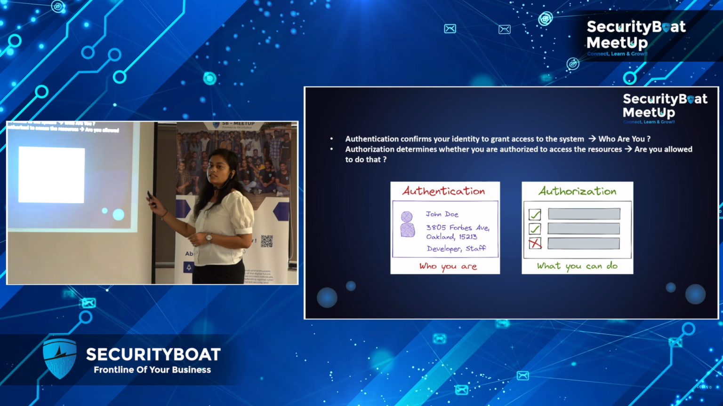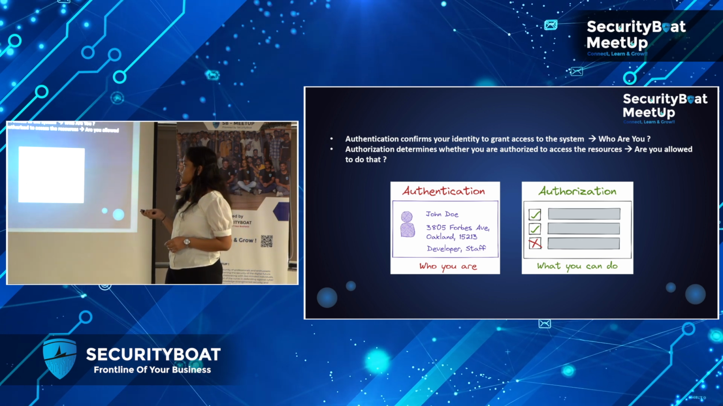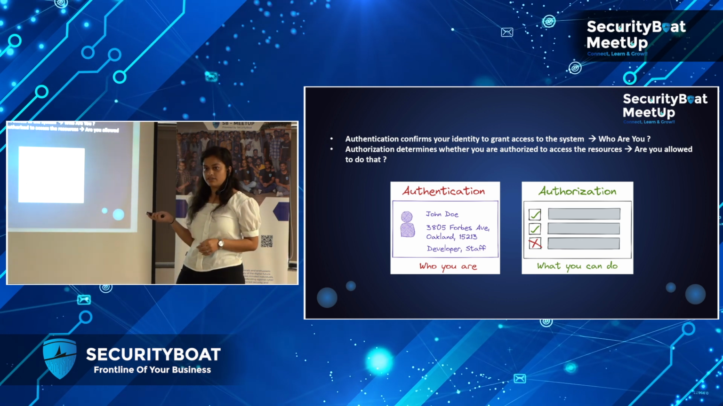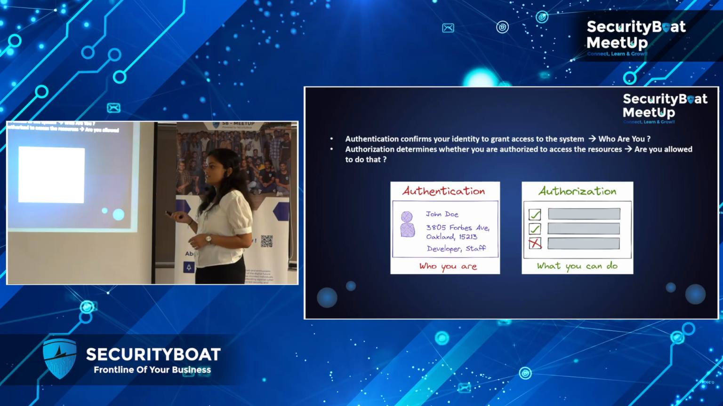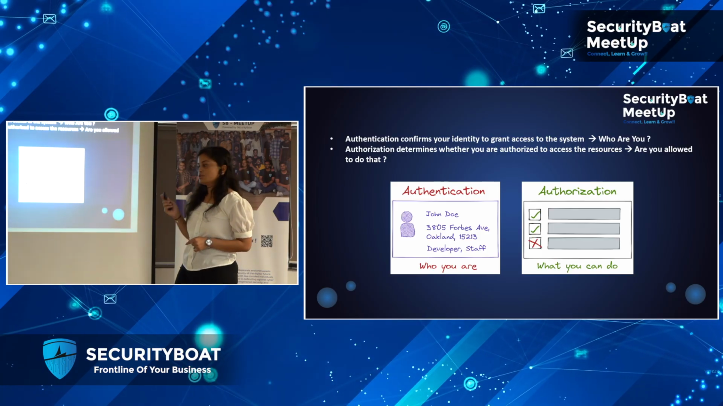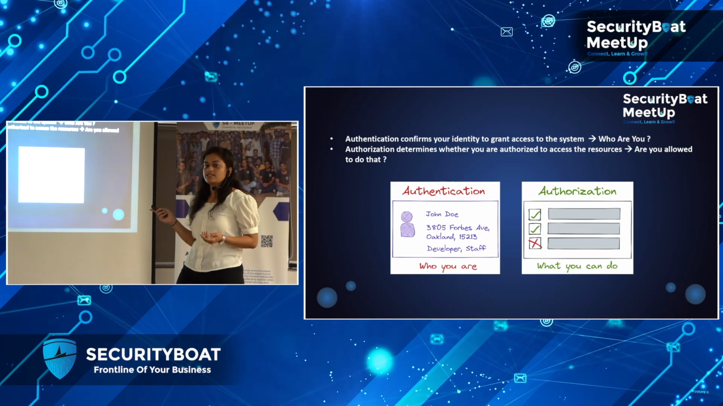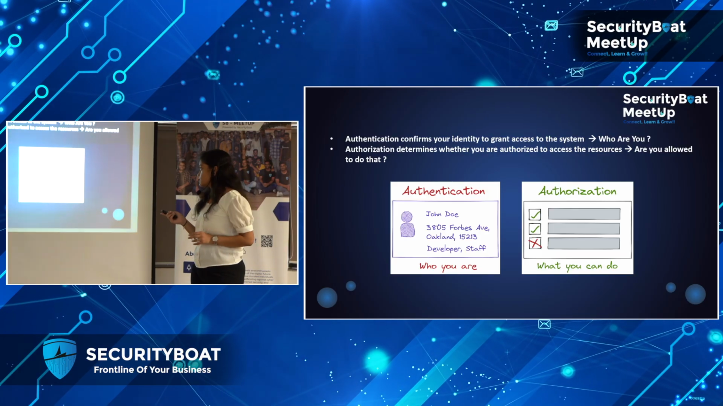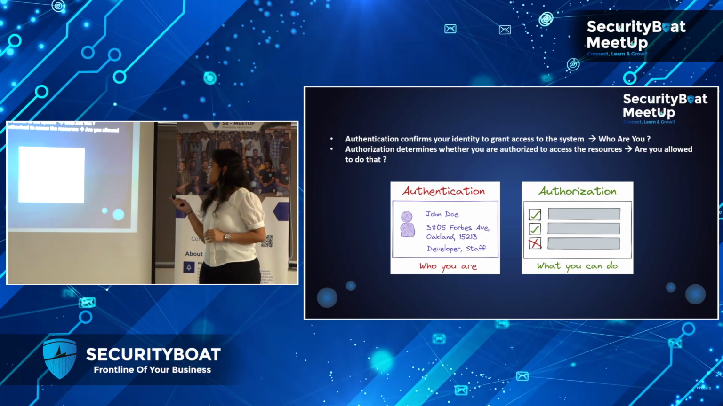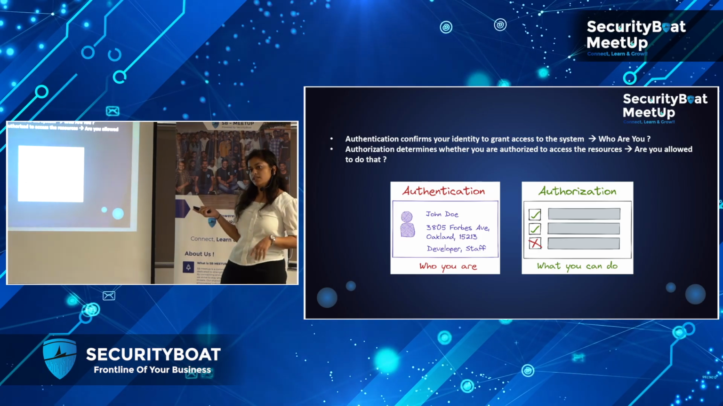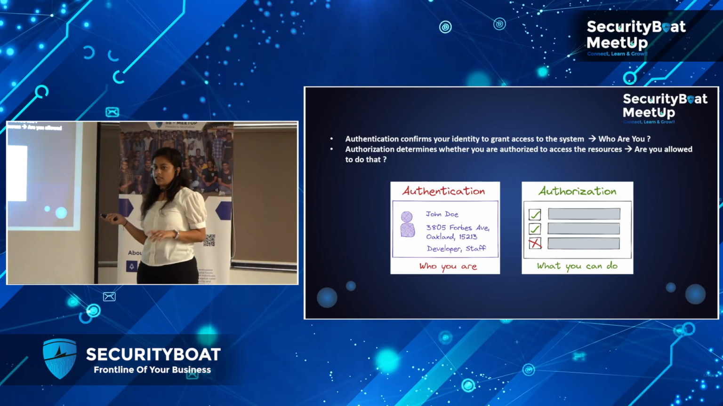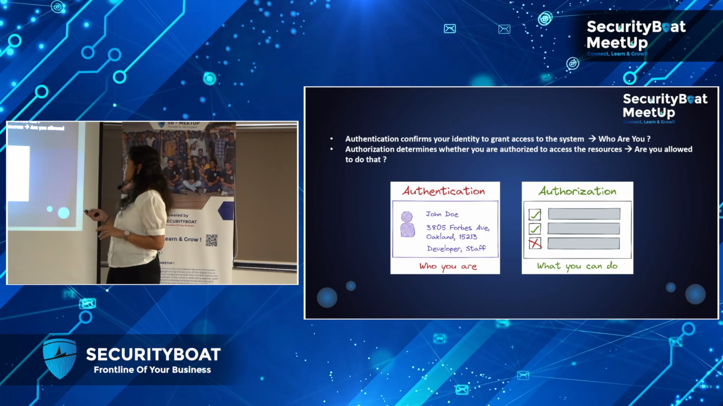As you can see in this diagram, authentication defines who you are. It gives you identity, like your address, your name, your number. So this will be your authentication. And authorization means what type of access you have in that particular application. As you can see here, this is the authorization, what you are allowed to do in that particular application. I hope it is clear to you.